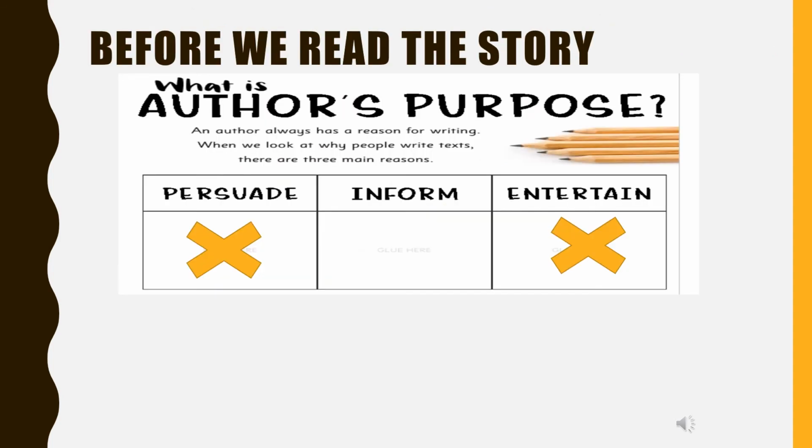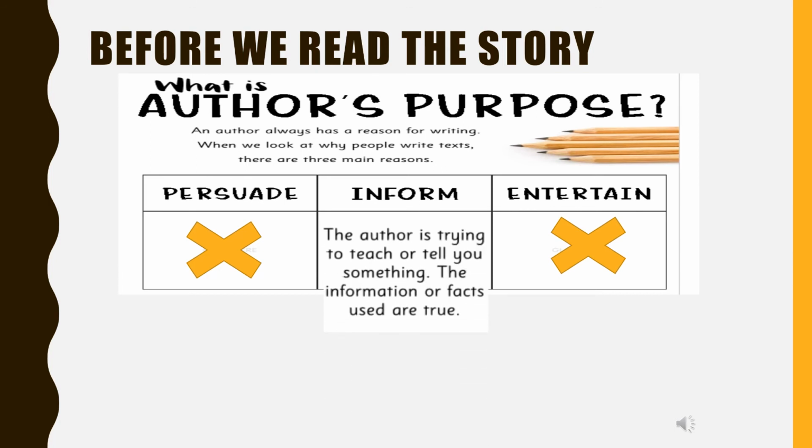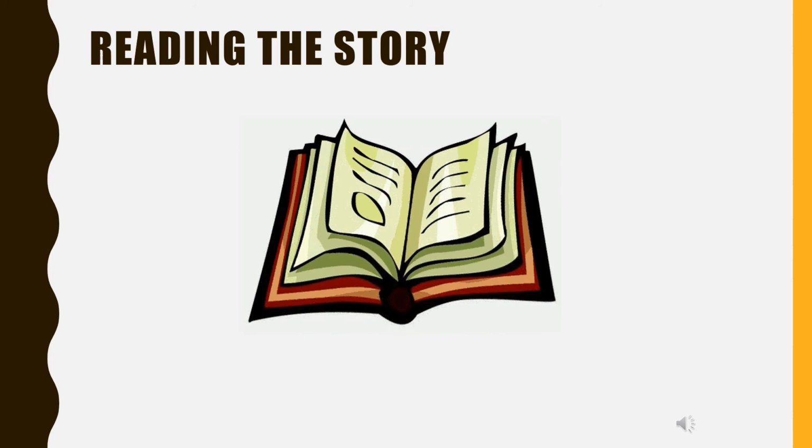Before we read this story, I want to introduce one more skill to you. What is the author's purpose? Authors write a book for many purposes. Three purposes that are usually talked about in elementary school are to persuade, inform, or entertain. Since this is a nonfiction book, this author is trying to inform you. So the author is trying to teach you or tell you something. The information is facts and they are always true. Now we're getting ready to read the story.